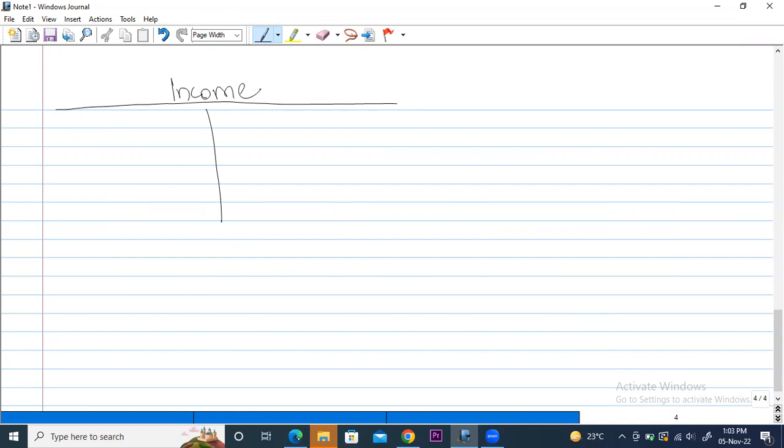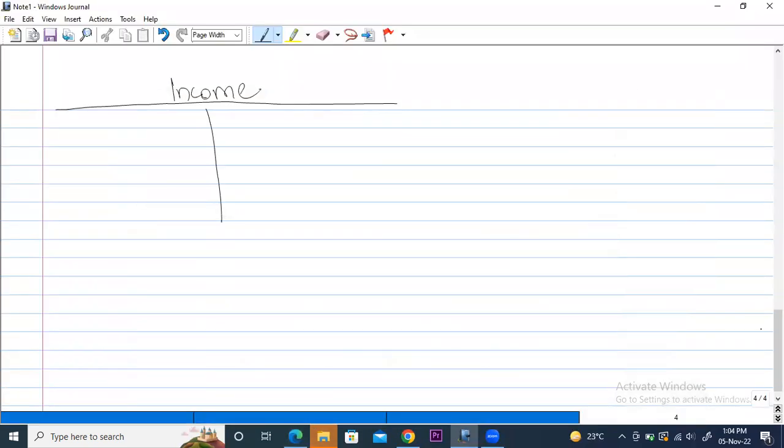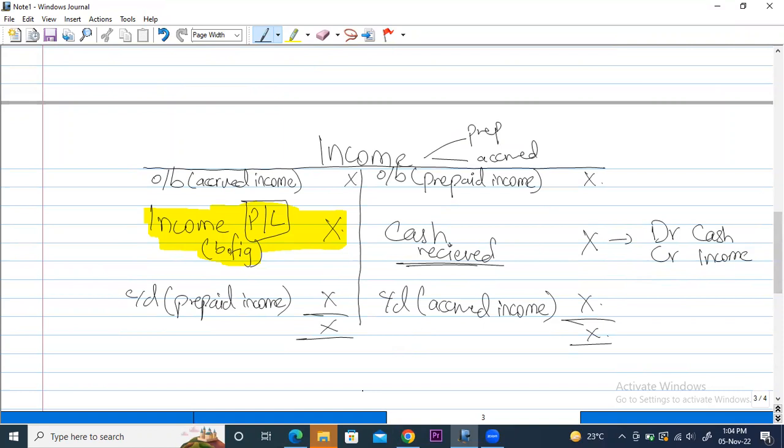First let's read the question. Ledley owns two properties which it rents to tenants. So it has two properties and it earns rental income from that. It rents out to people. In the year ended 31st December 16, it received 2,80,000 in respect of property 1 and 1,60,000 in respect of property 2. Now, what are these two amounts? These are cash received, which will be written over here.